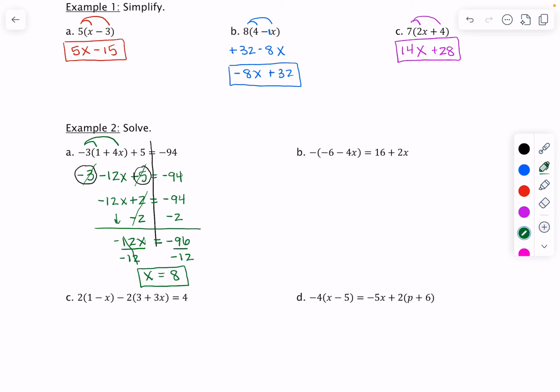Please always put a box around your answers. That really helps me check, and it's going to help you check when you go look in the key. Okay. Letter B has something interesting going on.